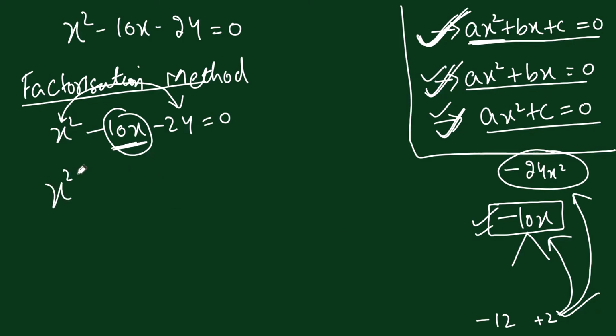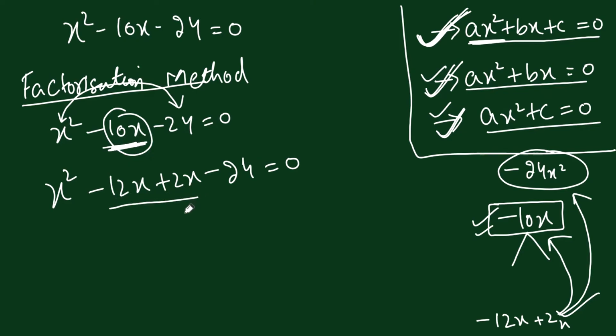So I'll write here x square minus 12x plus 2x, because this is not just 12, it's 12x. Minus 12x plus 2x is minus 10x. Minus 12x into 2x is minus 24x square. So you can see here minus 10x, I split it into two terms, that's minus 12x plus 2x.